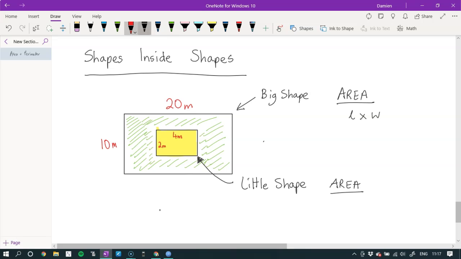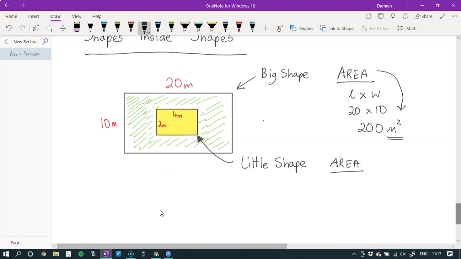Right, so let's go work out the area of the big shape. So I'm only interested in the red numbers. So we've got 20 multiplied by 10, and that's going to give us a total of 200. So that's 200 meters squared because it's area. It must be squared. Area is always squared.